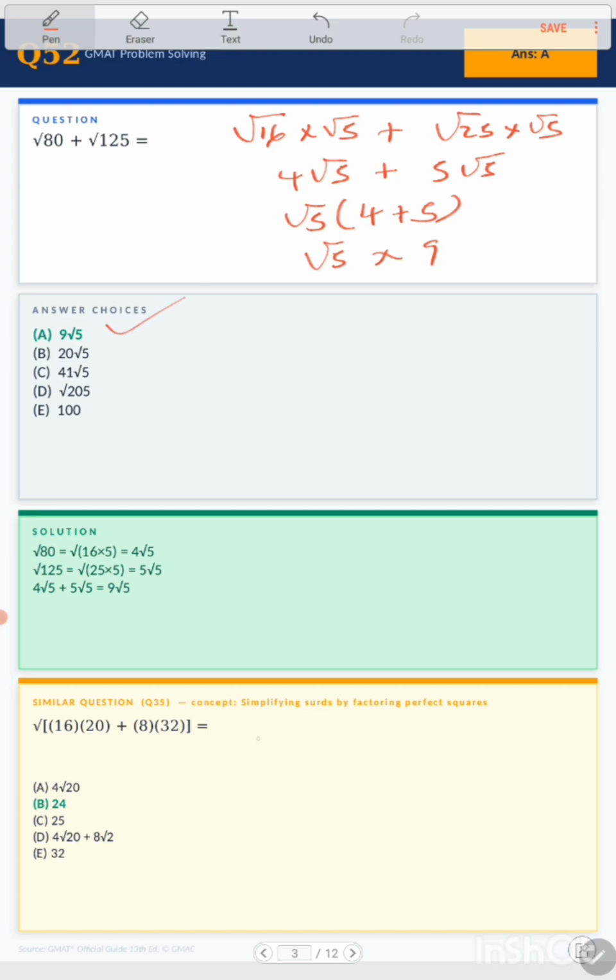And here is a similar question for you to try. The similar question is from question number 35.